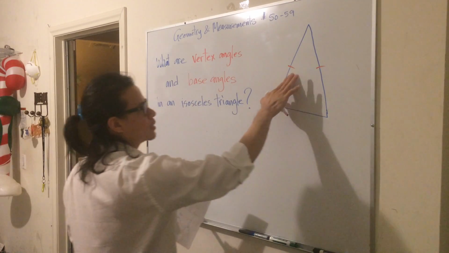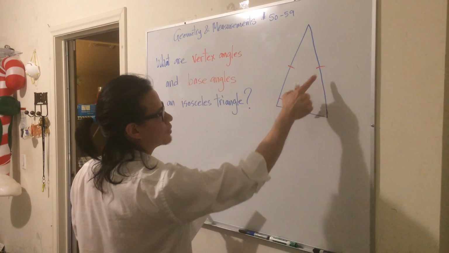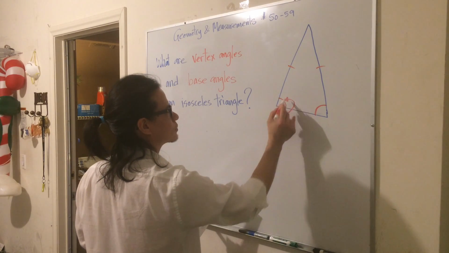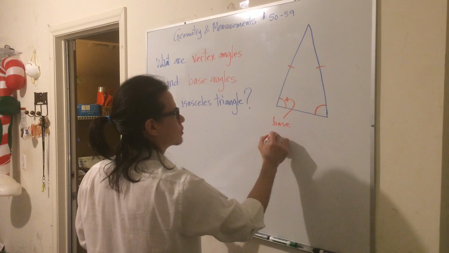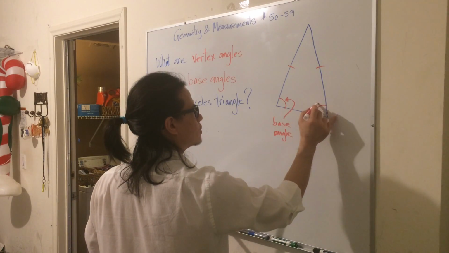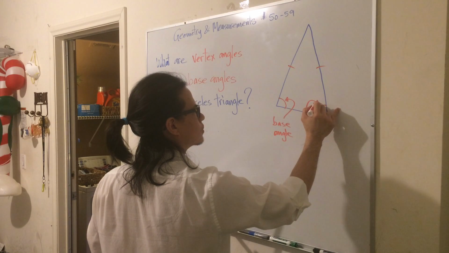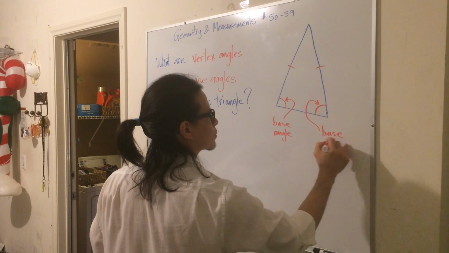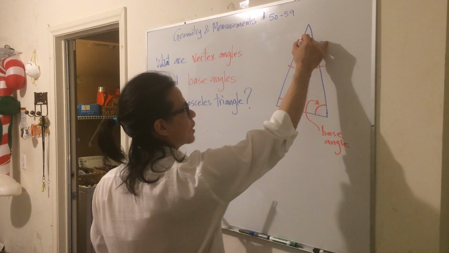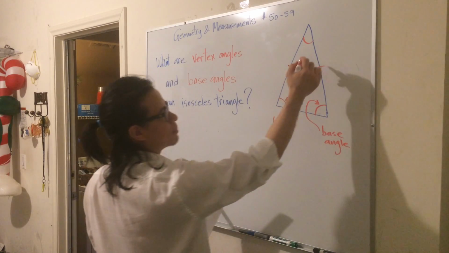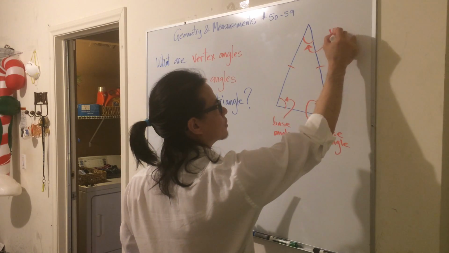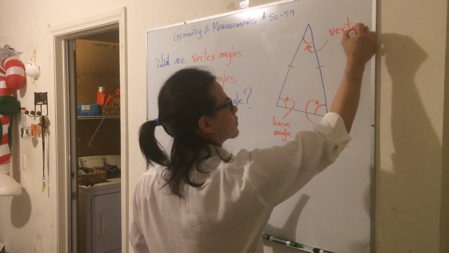Okay? Base angles are the two angles at the bottom of the two congruent sides. So here's a base angle. Let's indicate that. And here's another base angle. That leaves us with this angle up top. Okay, the one up above here, this is your vertex angle. So let's note that. Vertex angle.